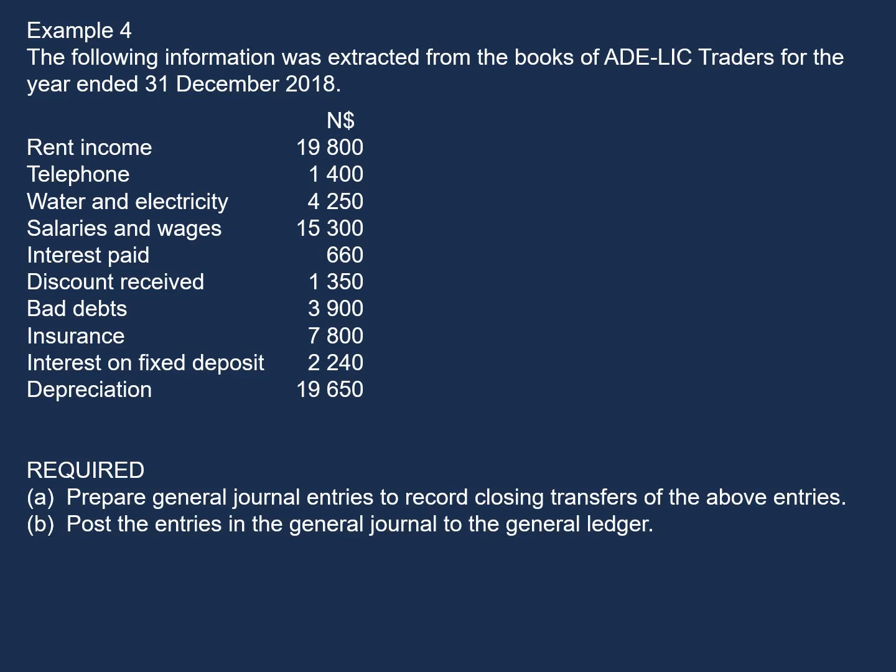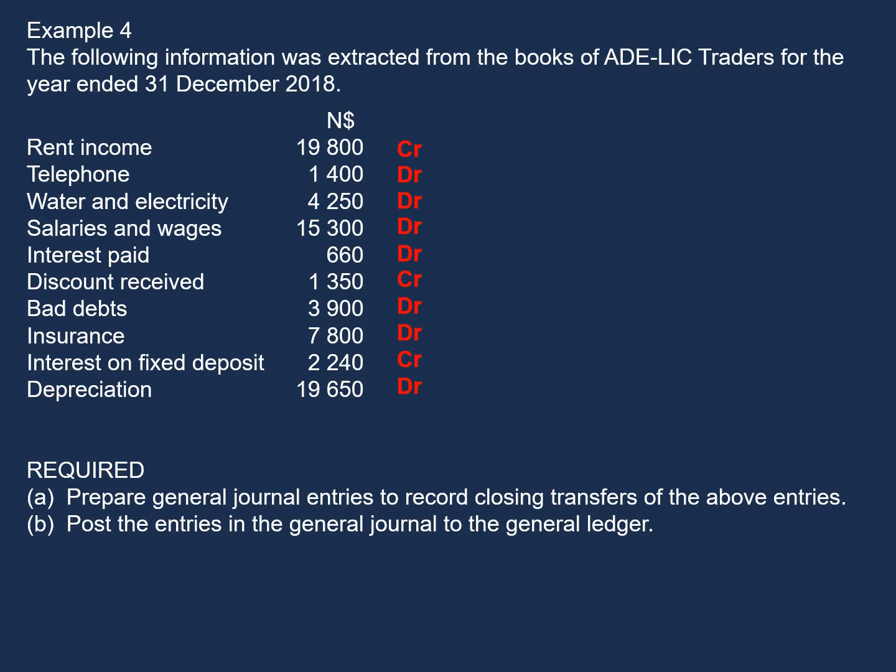Now again, for good practice, we can write down on which side each of these accounts will be listed on the trial balance. So rent income will come on the credit side, telephone is an expense, it will be debited along with water and electricity, salaries and wages, and interest paid. Discount received is an income, so it will come on the credit side. Bad debts and insurance are expenses, so they will be debited in our trial balance. Interest on fixed deposit is an income, so it will be credited, and depreciation is an expense, so it will be recorded on the debit side of the trial balance.